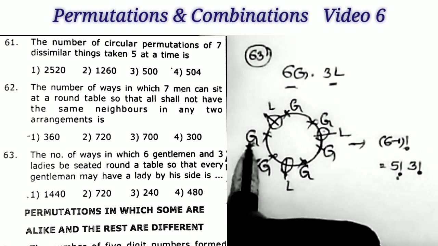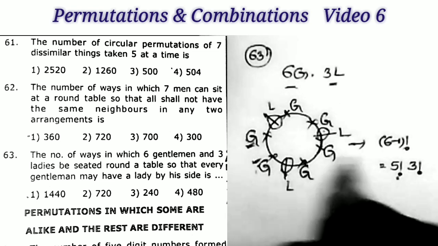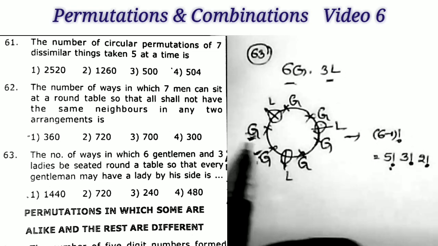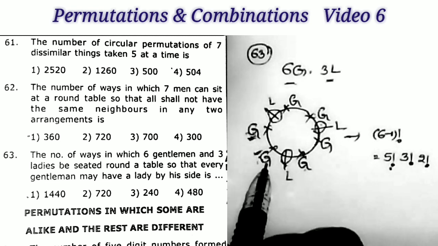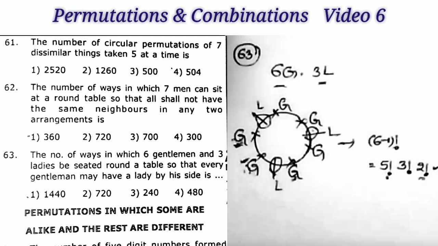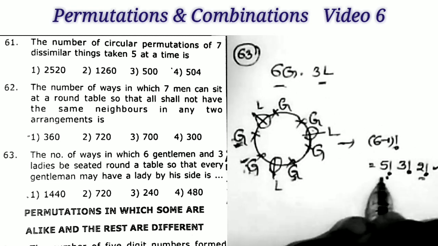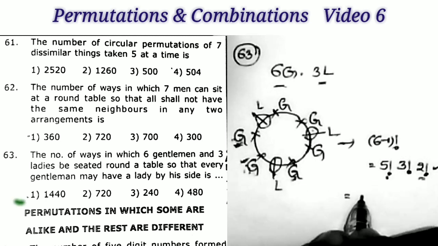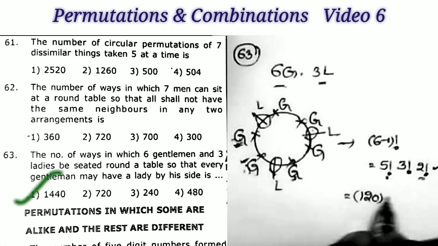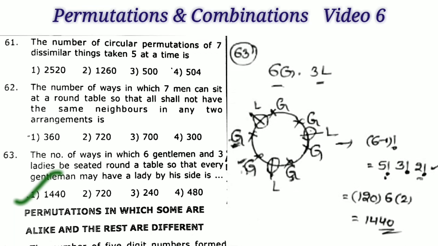Understand? Here we can interchange these 2 gents. That can be done in 2 factorial. So here we can interchange the places of the gents also, in 2 factorial. Therefore the answer is equal to 5 factorial into 3 factorial into 2 factorial. That is 120 into 6 into 2, which equals 1440. That's all. And that is the first option.